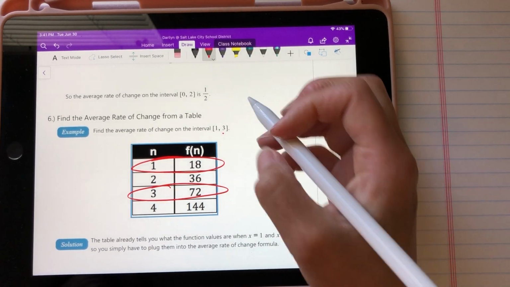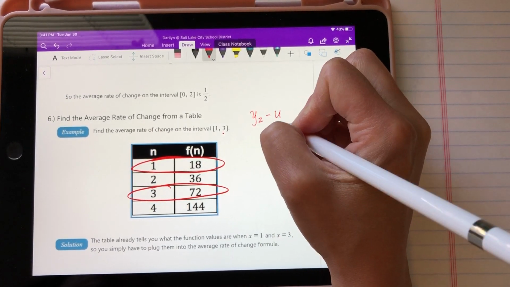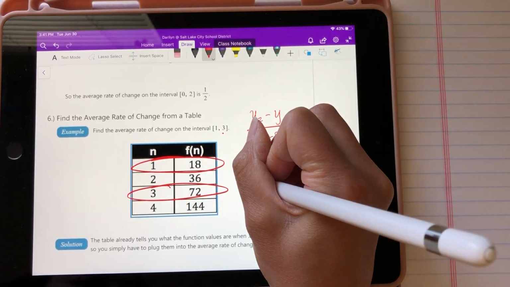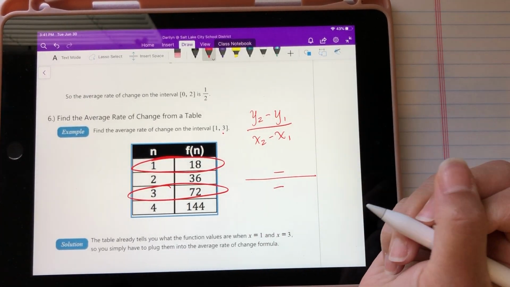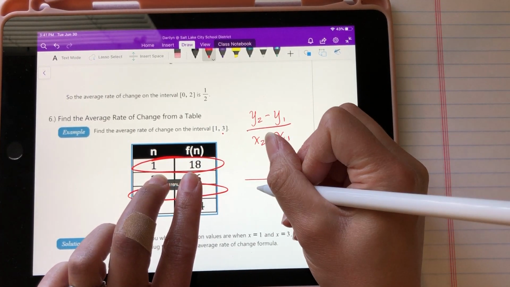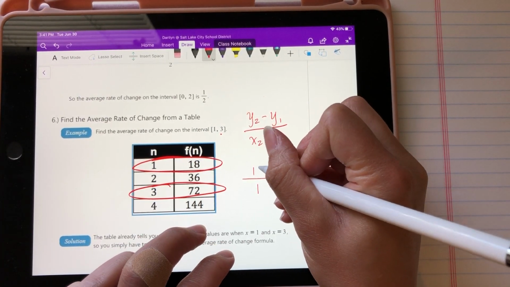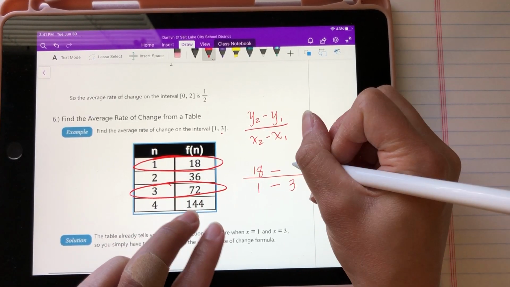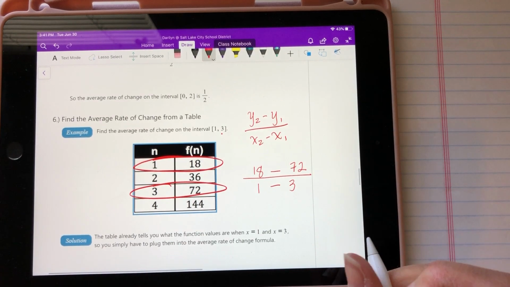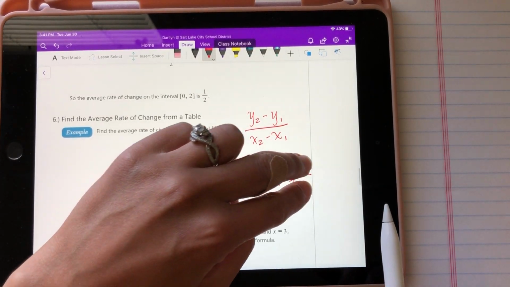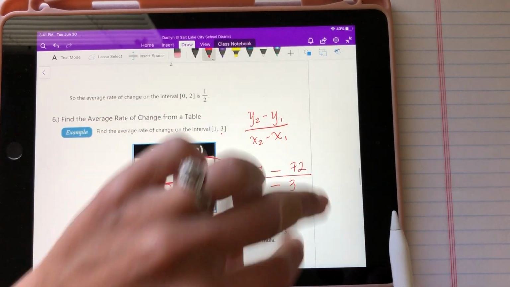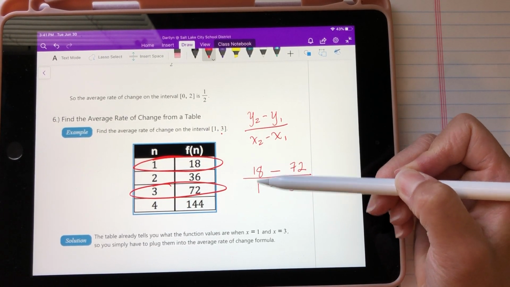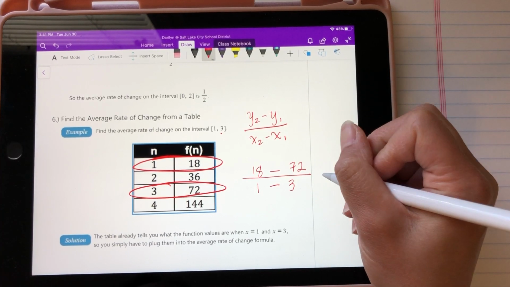So what we're going to do is we're going to do the y2 minus y1 over x2 minus x1. I always do line minus minus. I take one coordinate point, x on the bottom, y on the top. The other coordinate point, x on the bottom, the y on the top. Does it matter if I did the 3, 72 first and the 1, 18 first? No, it doesn't matter as long as these on top of each other come from the same coordinate point.